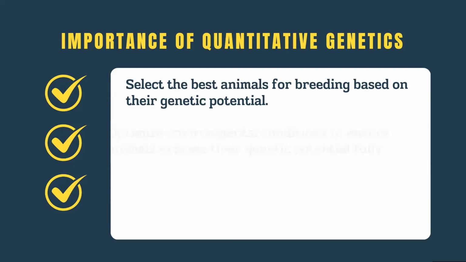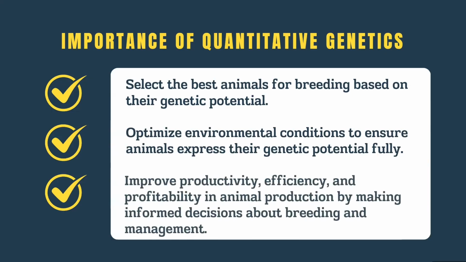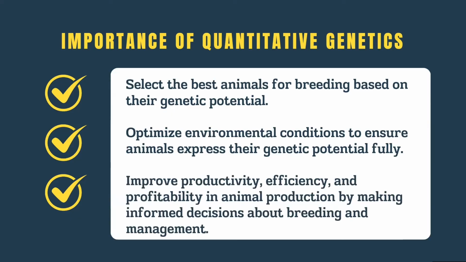Okay? Another advantage is it helps us optimize environmental conditions to ensure animals express their genetic potential fully. So, repeating what I've said earlier, even if an animal has excellent genetics, it will not reach its potential without the right environment. And third, it helps us improve productivity, efficiency, and profitability in animal production by making informed decisions about breeding and environment.